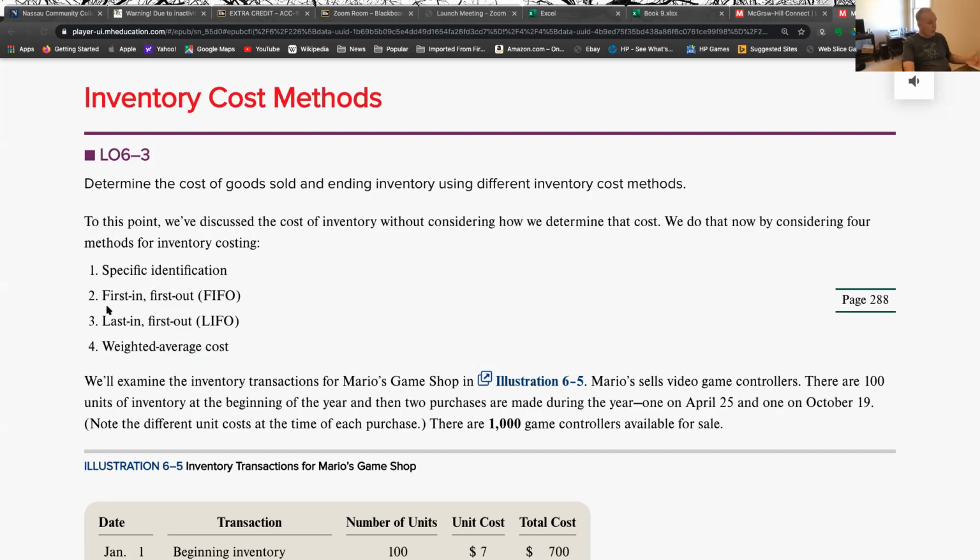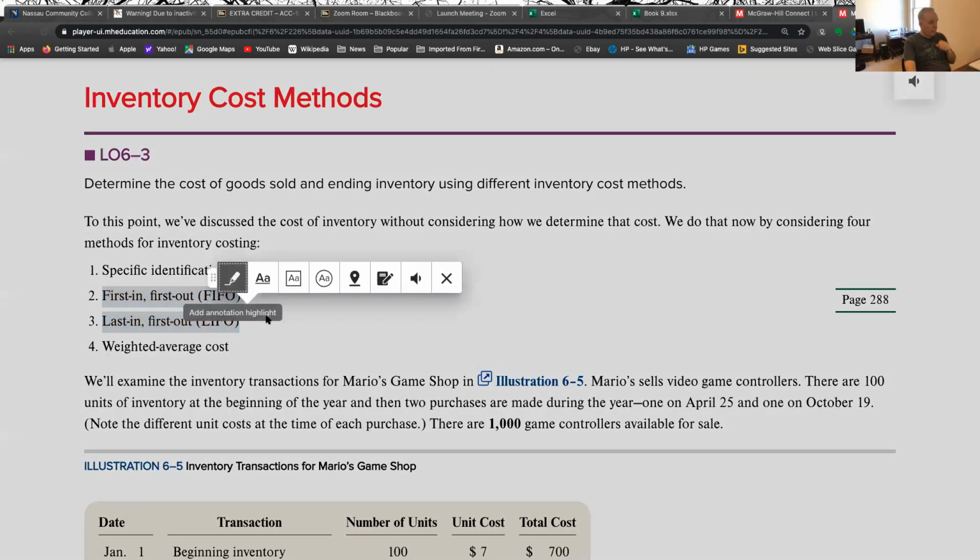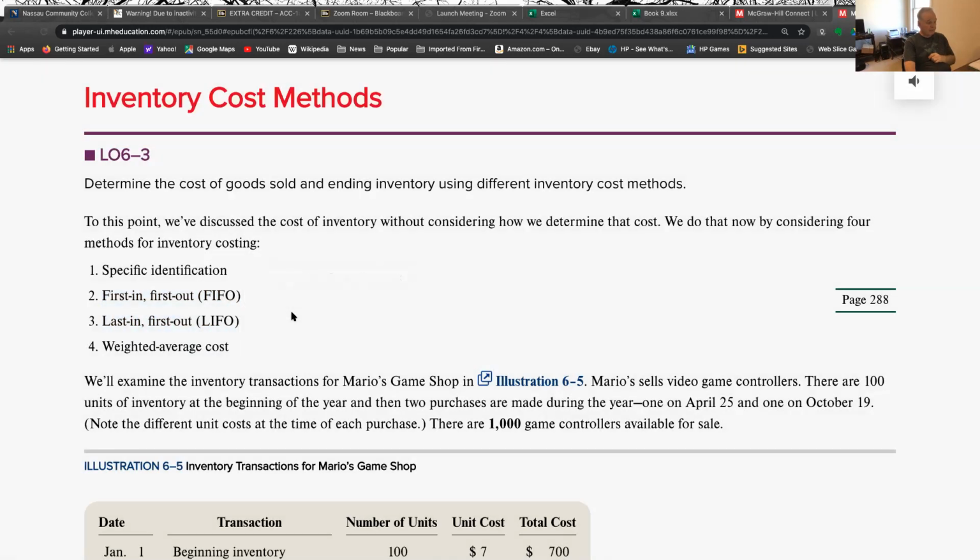So we're stuck with these last 2 methods: first in, first out, and last in, first out. First in, first out assumes that you sell the oldest inventory first. First in, oldest; first out, sold first. What are you left with? The newest units purchased. So first in, first out assumes you have in inventory the newest units purchased.